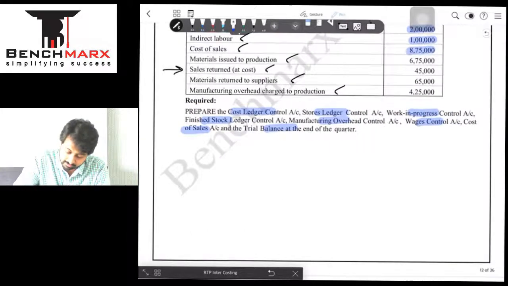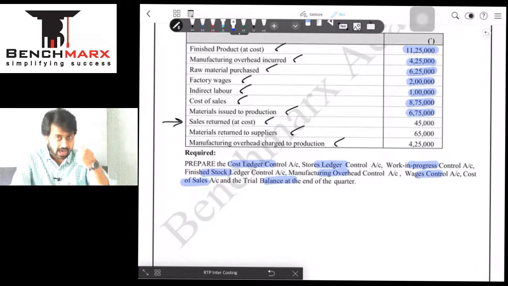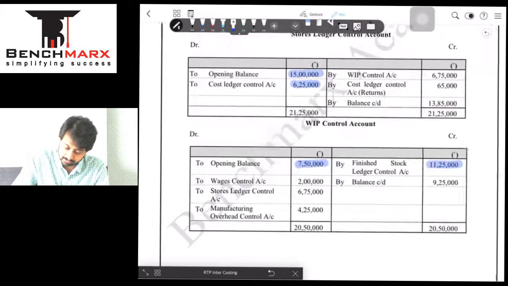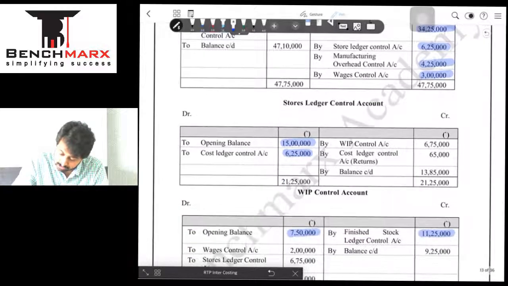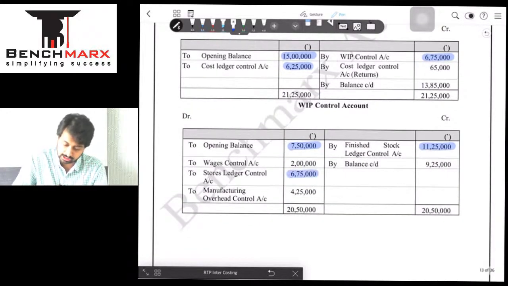Then we have 675 as materials issued to production. That means it is entering WIP and going out of RM, so it's RM credit and WIP debit 675. So RM is credit 675, WIP debit 675. This is also done, let's move ahead.